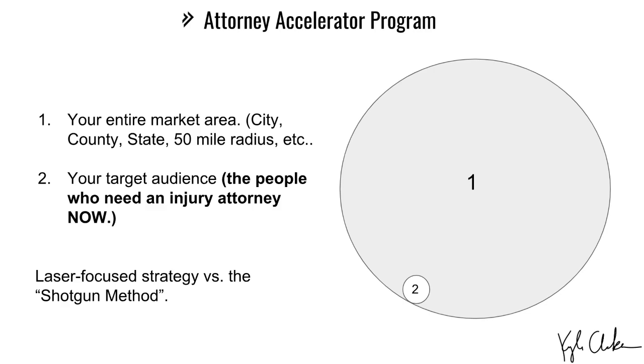Anyway, like I said, it's just a simple diagram here, but we use a laser focused strategy. With our software, we can generate a list of these people in that circle number 2 and make sure we're only advertising to them, because right now that is all we care about. So it's a real-time list of people who have proven themselves to be in market for the exact services that you offer.